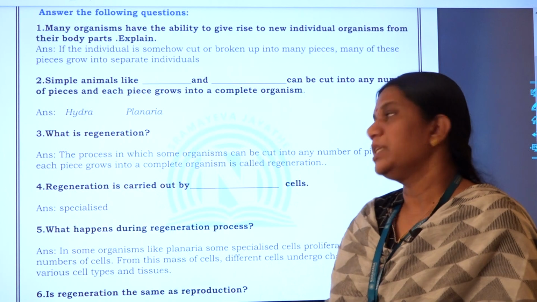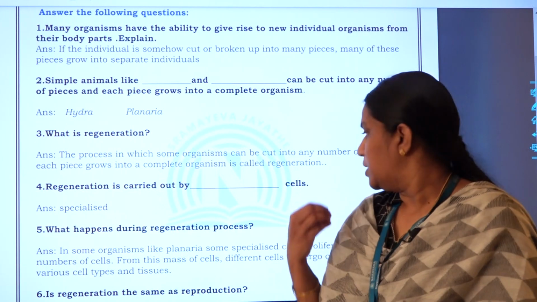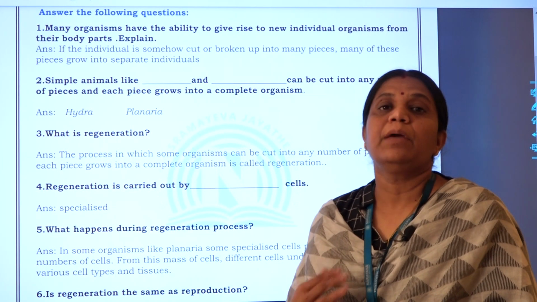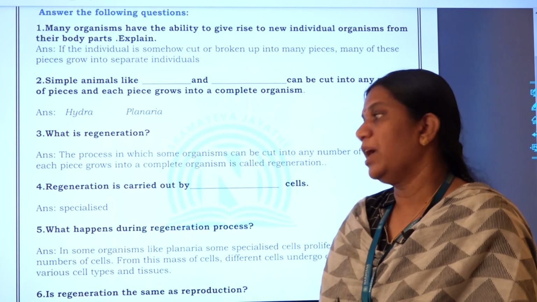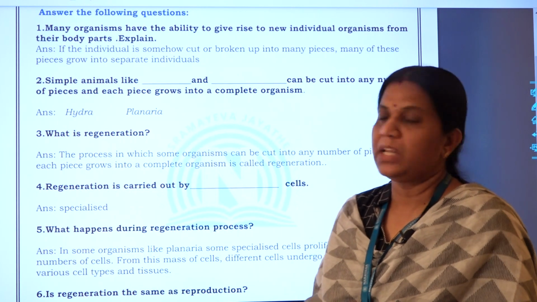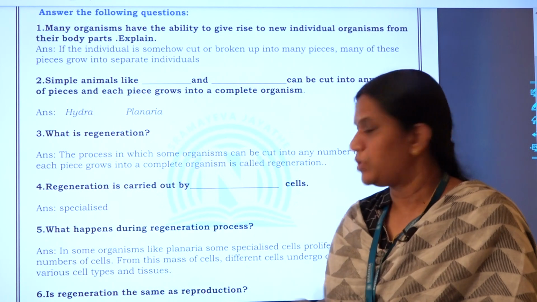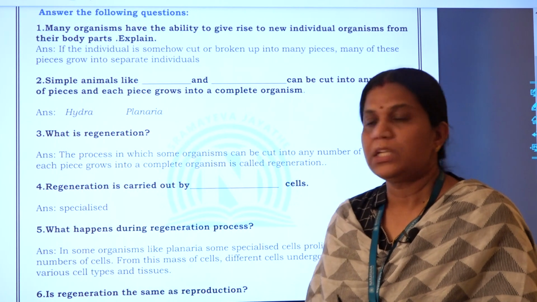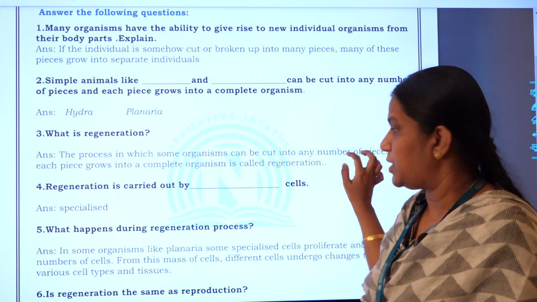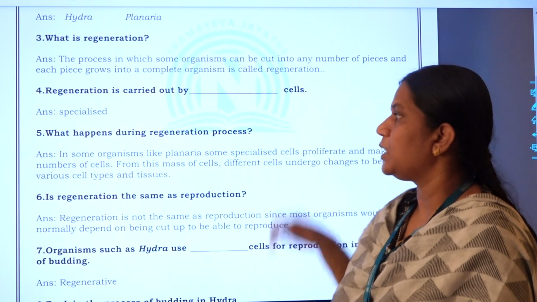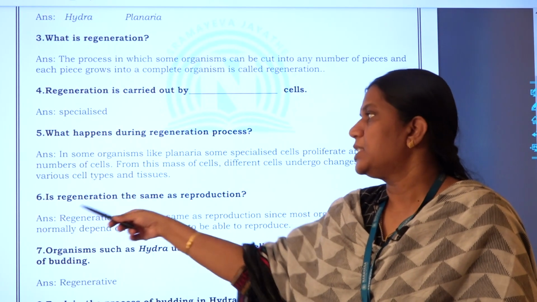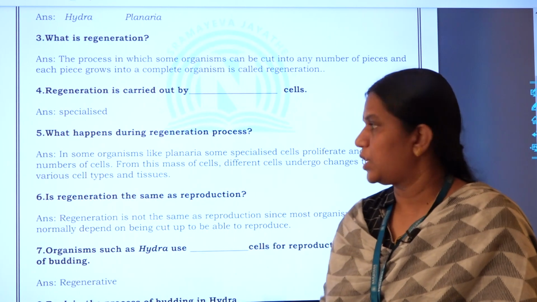So in some organisms like Planaria, what is happening? Some specialized cells proliferate, the cells divide many times and form a large number of cells. From this mass of cells, different cells undergo changes to become various cell types and tissues. Then sixth question, is regeneration the same as reproduction?